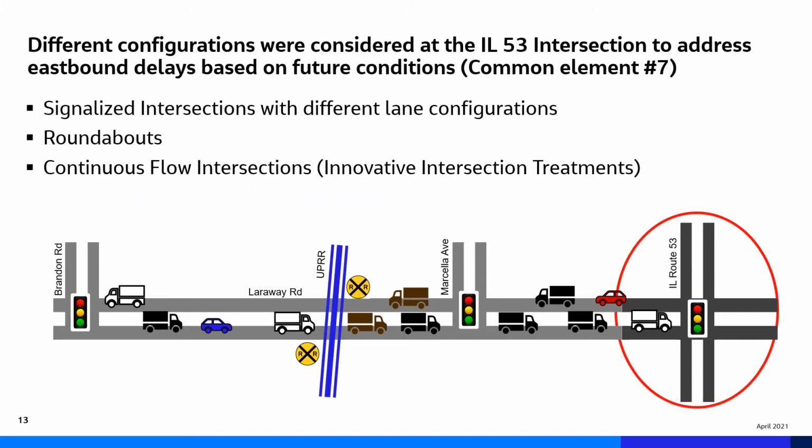Shifting to the final design component of the study, the Route 53 intersection. Different configurations were considered at the Route 53 intersection to address eastbound delays based on future traffic conditions. These included traditional signal-controlled intersections with different lane configurations, roundabouts, and continuous flow intersections.